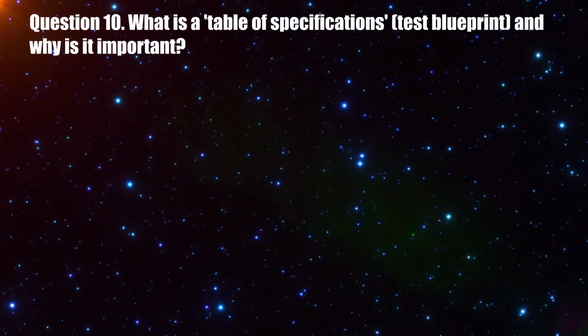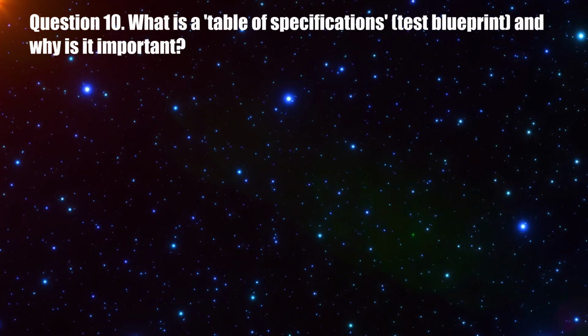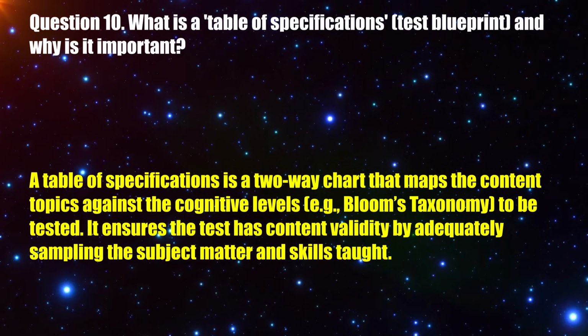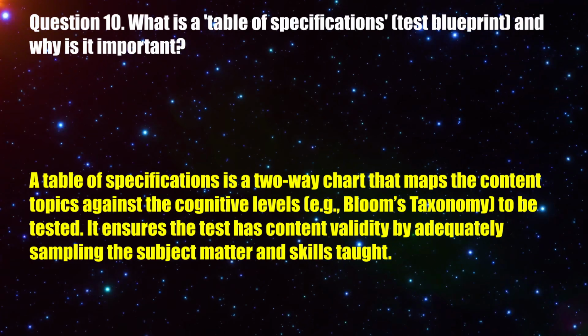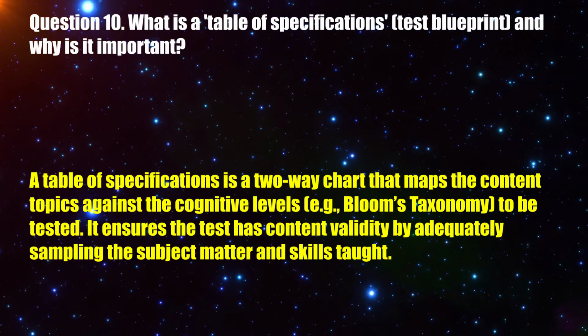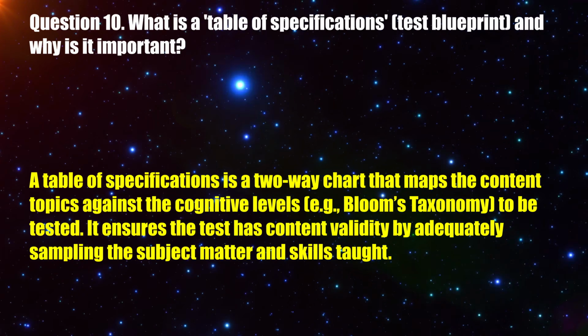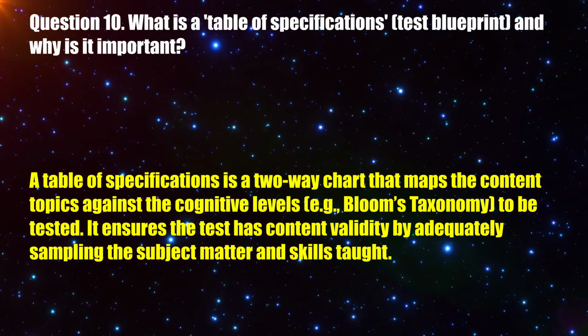Question 10. What is a table of specifications, test blueprint, and why is it important? The answer is, a table of specifications is a two-way chart that maps the content topics against the cognitive levels, e.g., Bloom's taxonomy, to be tested. It ensures the test has content validity by adequately sampling the subject matter and skills taught.